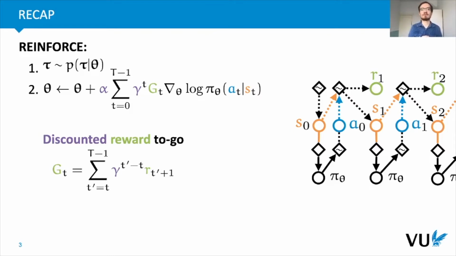To update the parameters in REINFORCE, we update based on gradient ascent, and we reinforce, so we increase the probability of actions that have high reward to go. That's this G_t. This G_t basically says how much reward we got after taking the action, properly discounted as well. Be sure that this G_t is going to be very important in this lecture, so we're going to use it a lot.